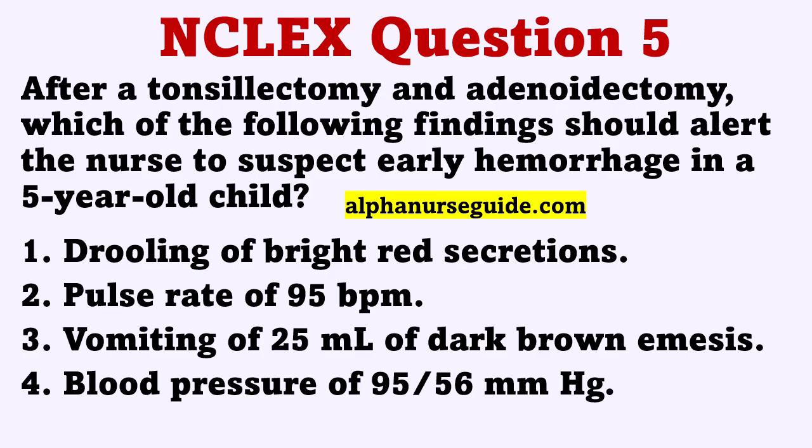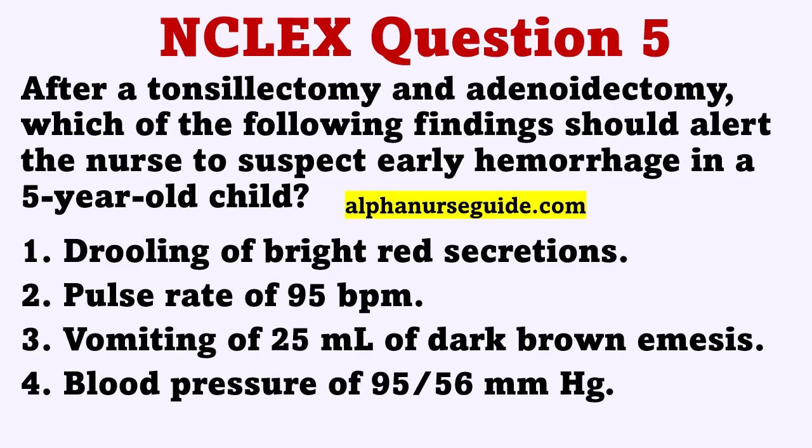The correct answer is 1. After a tonsillectomy and adenoidectomy, drooling bright red blood is considered an early sign of hemorrhage. Often, because of discomfort in the throat, children tend to avoid swallowing. Instead, they drool. Frequent swallowing would also be an indication of hemorrhage because the child attempts to clear the airway of blood by swallowing. Secretions may be slightly blood-tinged because of a small amount of oozing after surgery. However, bright red secretions indicate bleeding.